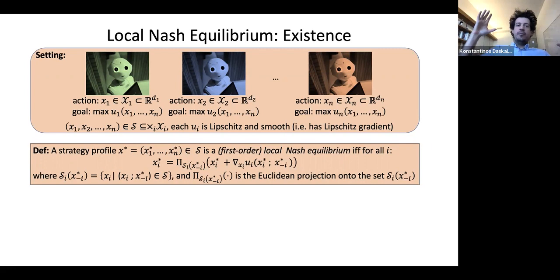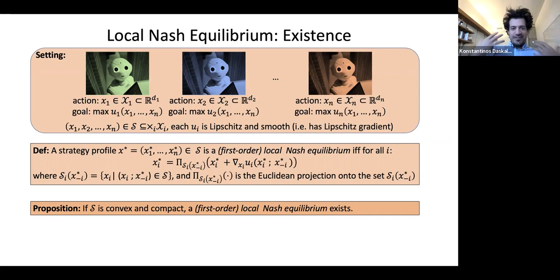Cool. So now, I defined the notion, right? I didn't say anything about whether it exists. Did I achieve any goal at all? So the reason I had this discussion is that this thing does exist, at least. If your constraint set is compact and convex, you have this guarantee now. Again, global Nash doesn't exist. This first order local Nash does exist. So going after it is not unreasonable because at least it exists.